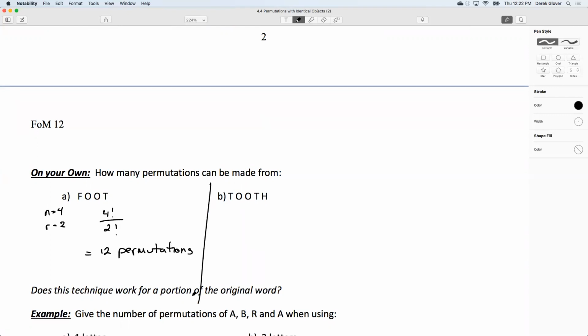For the other question, for tooth, like we just did, we've got 5 letters this time, so n equals 5. 2 T's, so n1 equals 2, and we have 2 O's, so n2 equals 2. Number of total permutations is going to be 5 factorial over 2 factorial times 2 factorial, which would be 30 permutations.